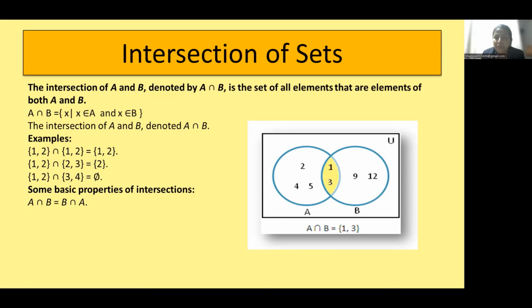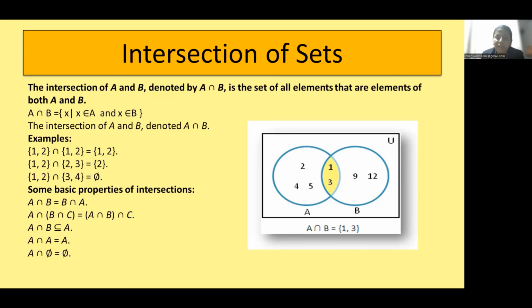Ok, so next point is some basic properties about intersection. A intersection B is equal to B intersection A. Commutative property, associative property. Then A intersection B is always subset of A. It is clear from the given diagram that A intersection B is always subset of A and A intersection B is always subset of B. Okay, A intersection A is equal to A.